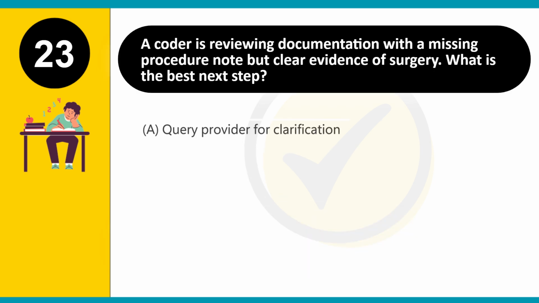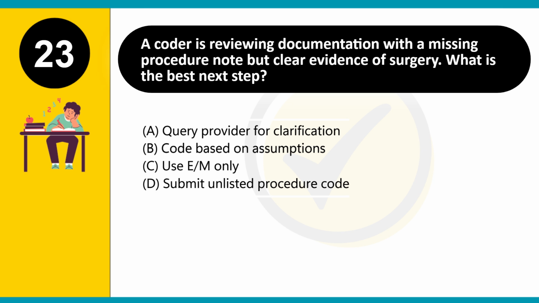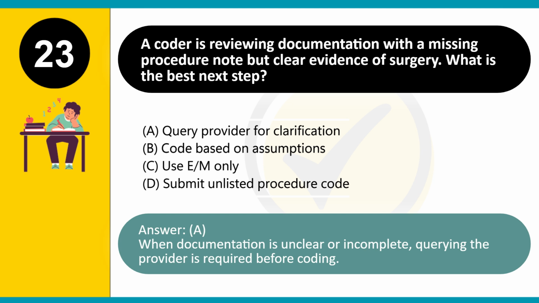A coder is reviewing documentation with a missing procedure note but clear evidence of surgery. What is the best next step? A. Query provider for clarification. B. Code based on assumptions. C. Use E/M only. D. Submit unlisted procedure code. Answer: A. When documentation is unclear or incomplete, querying the provider is required before coding.